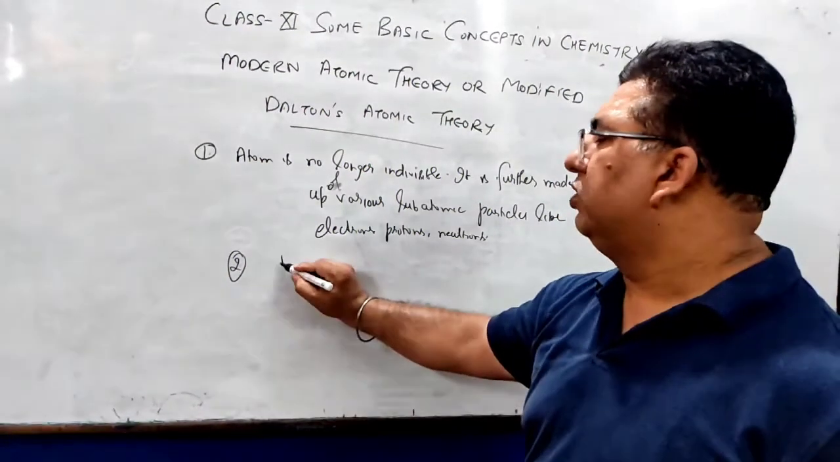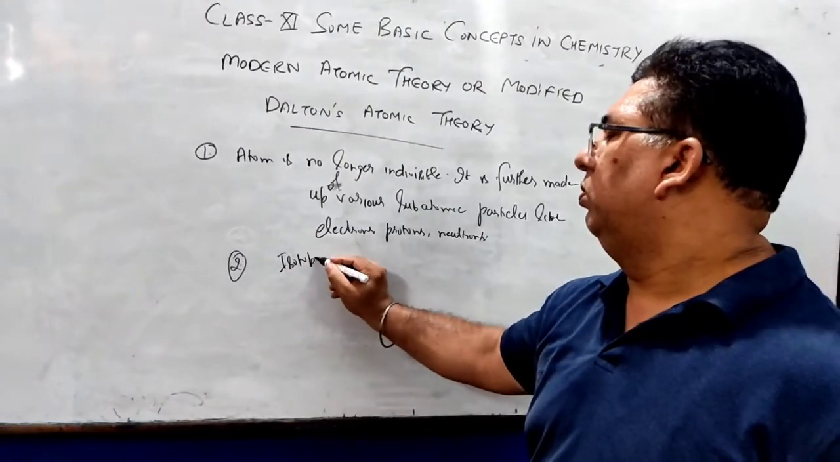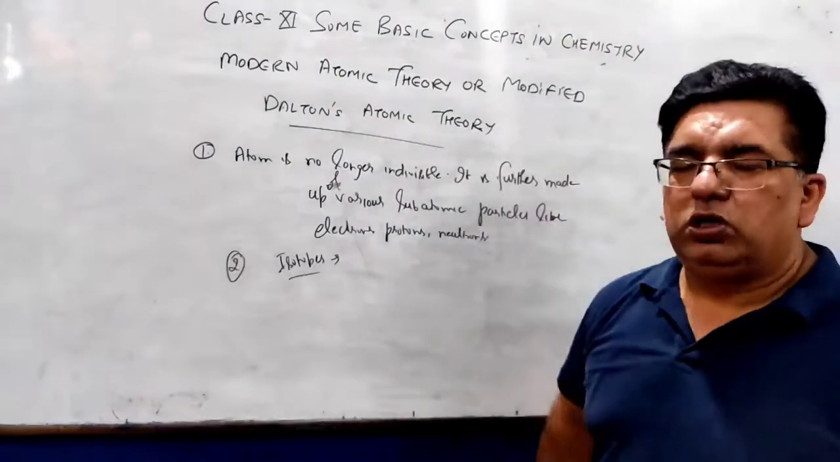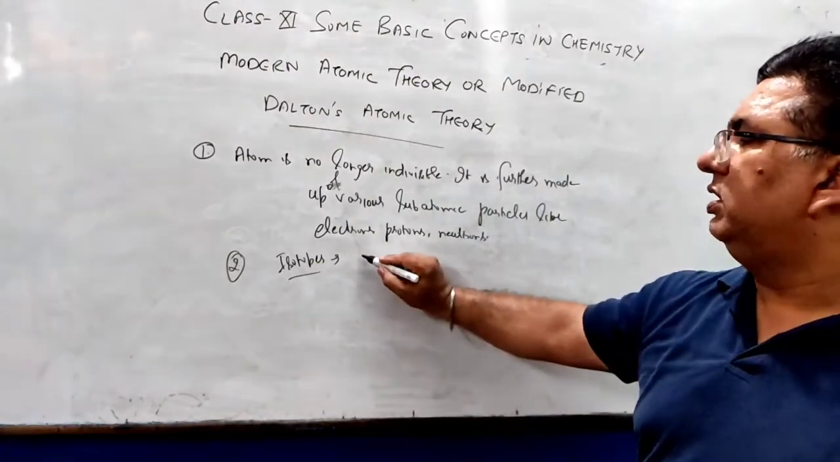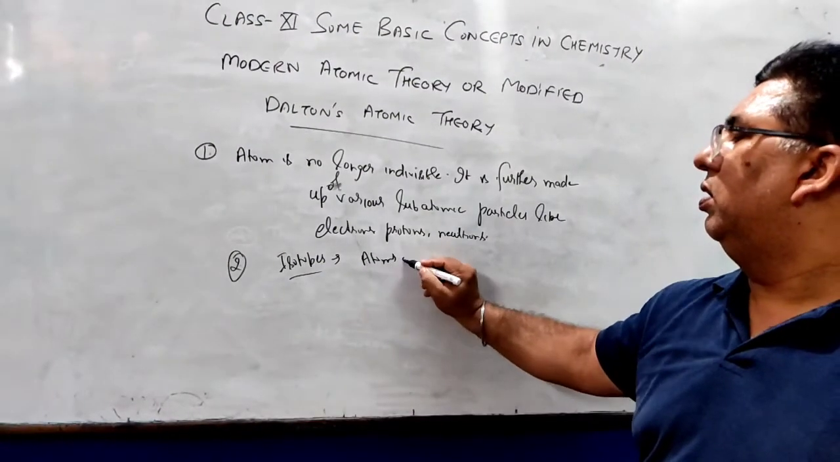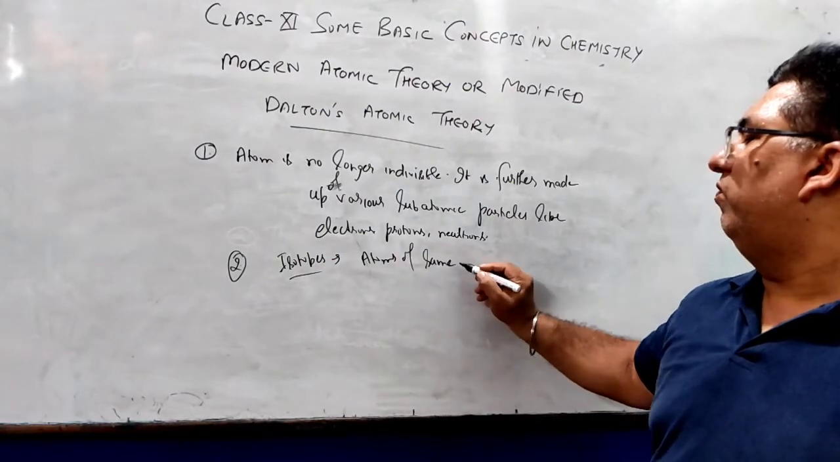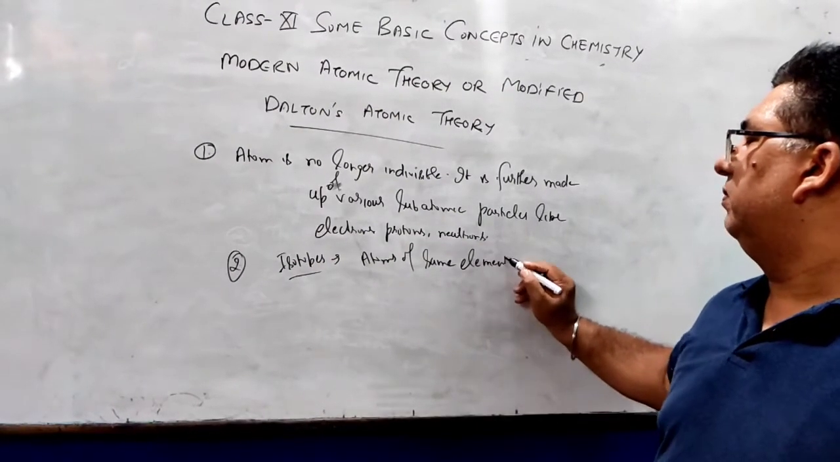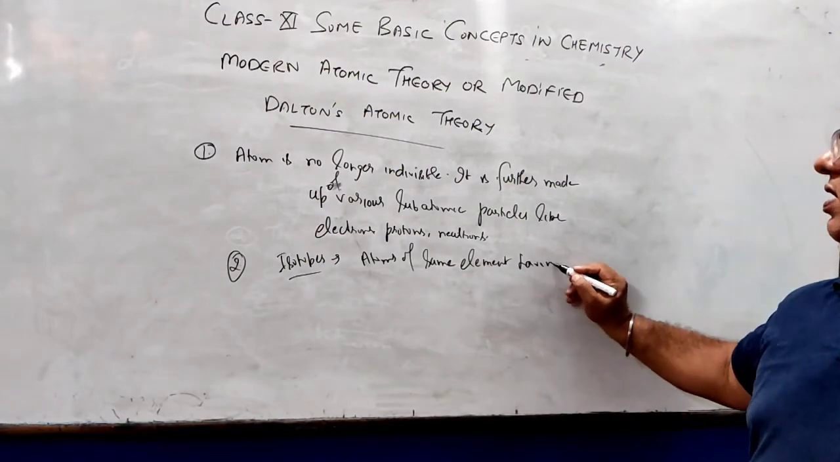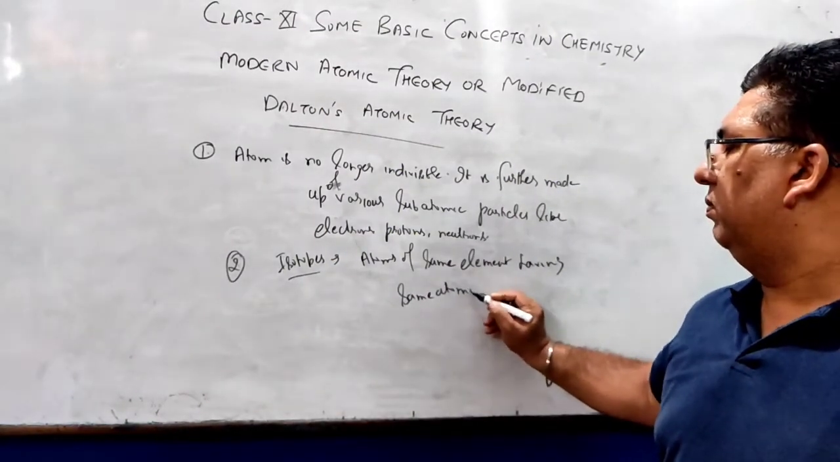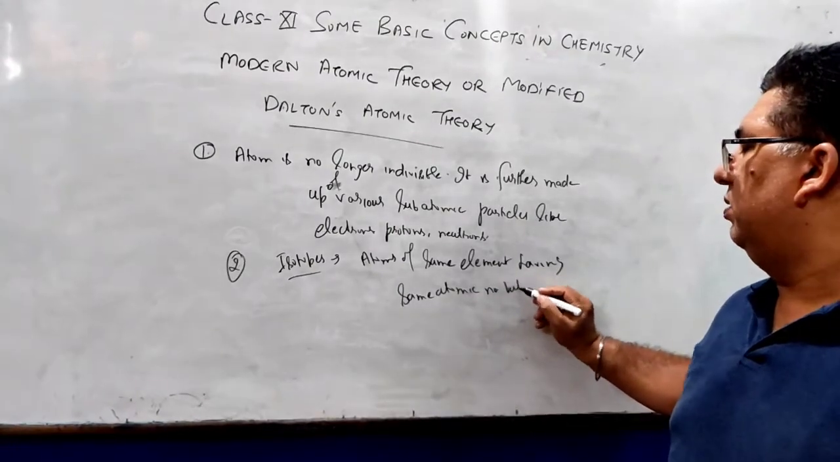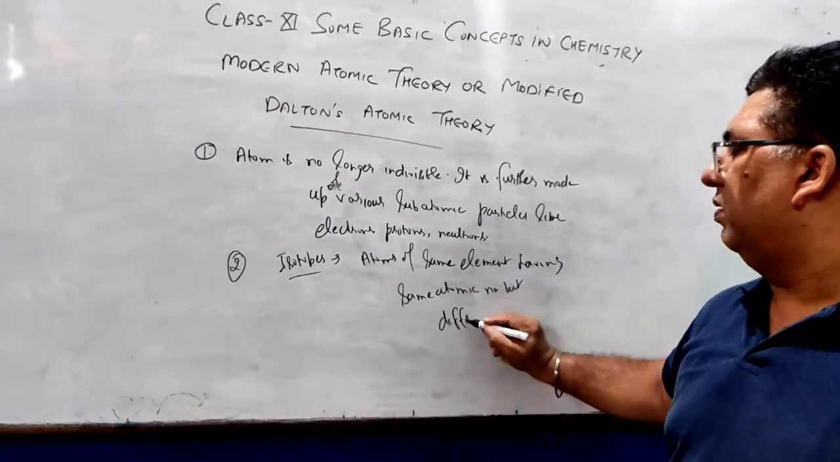We know about isotopes. So we know what are isotopes? In the 9th standard you have studied. These are the atoms of same element having same atomic number but different mass number.